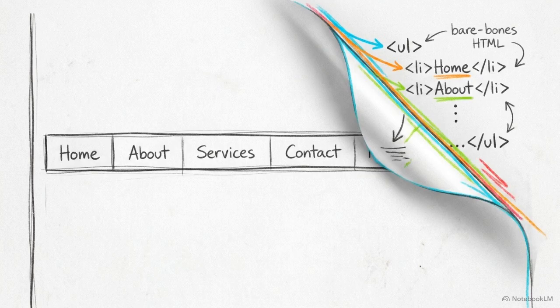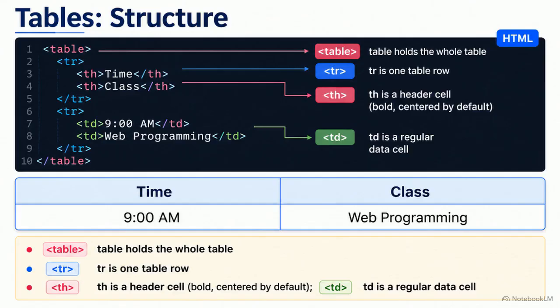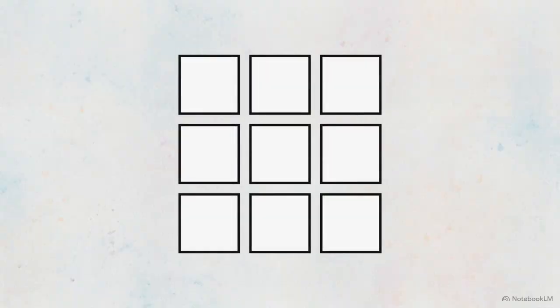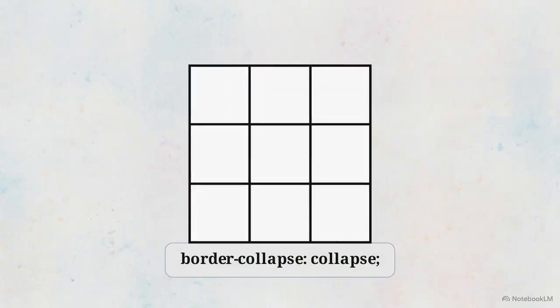This structural manipulation applies to dense data grids as well. HTML tables use specific tags, TR for rows, TH for headers, and TD for data, to define a strict relational matrix of cells. This mockup displays the visual noise created by default rendering algorithms. The double borders around every independent cell fragment the layout and obscure the data. Setting border collapse to collapse merges those independent borders into a single clean grid line, instantly improving readability.